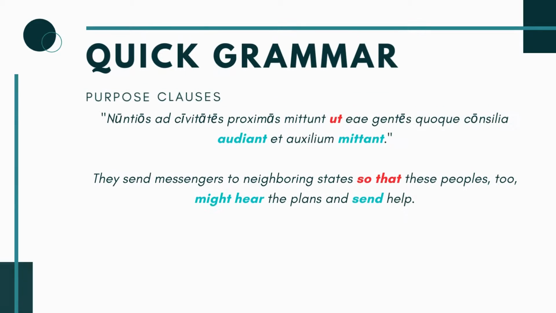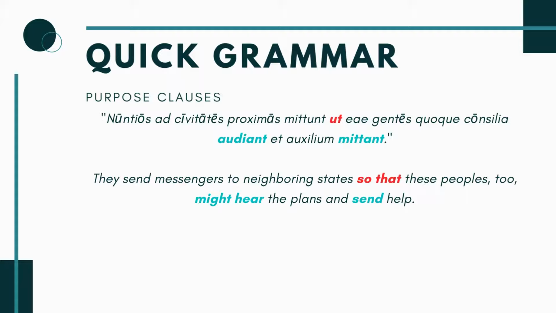So what are we talking about? Well, it would look like this, okay? So for an example, and this comes out of the story, if you had nuntios ad civitates proximas mittunt ut ea gentes quoque consilia audiant et auxilium mittant, you're saying they send the messengers to the neighboring states. That's my main clause. It's indicative. That is a fact. Mittunt, they actually did send them.